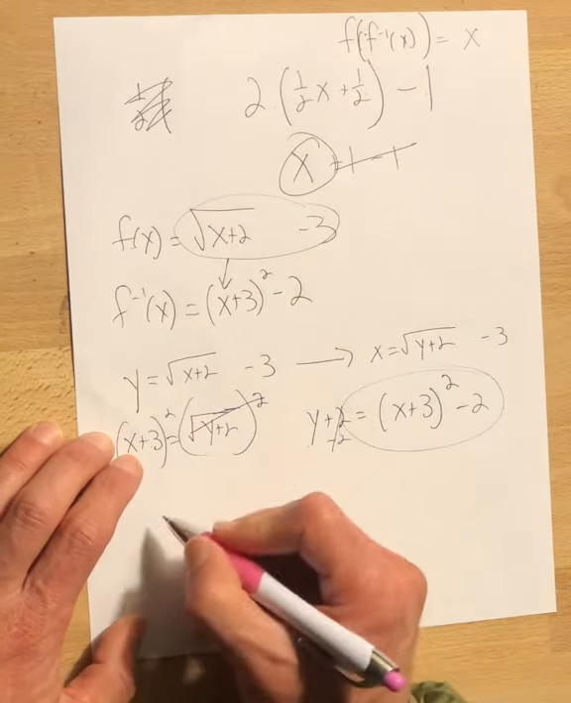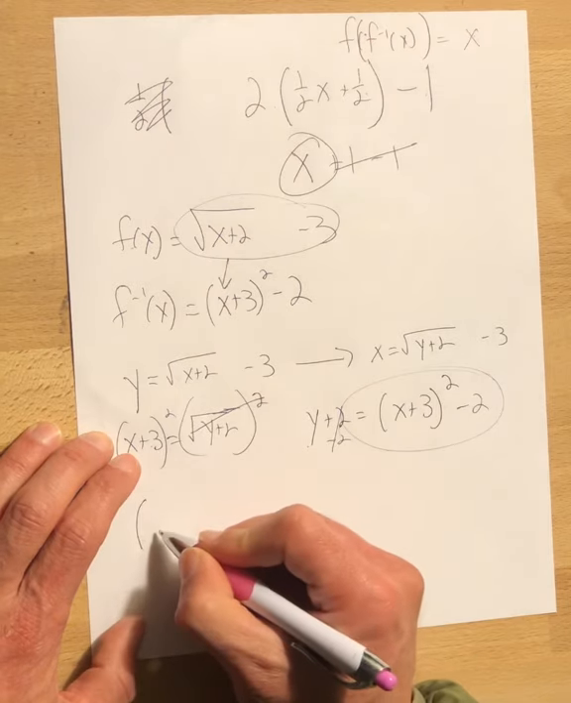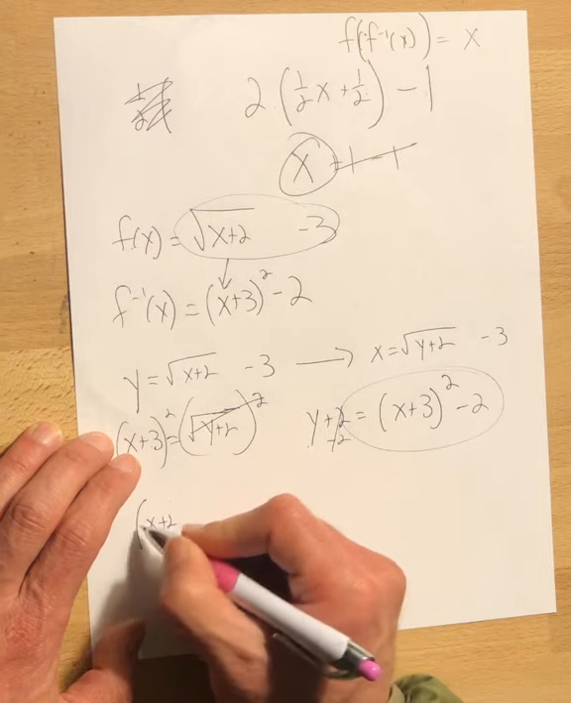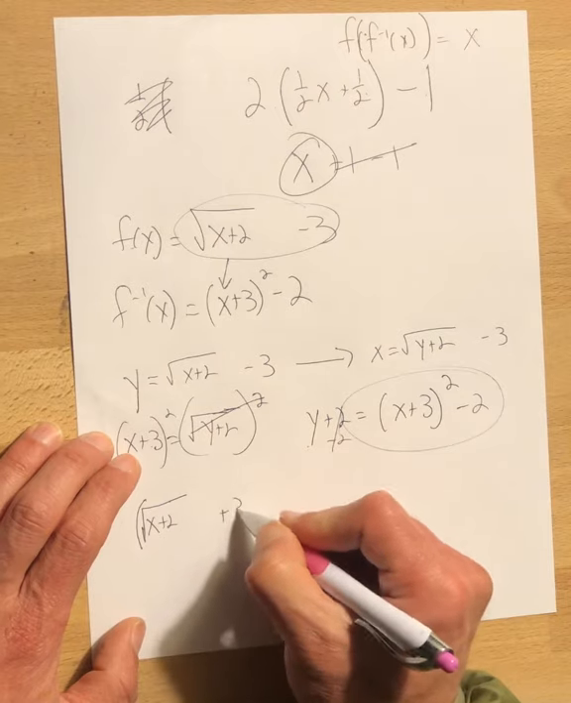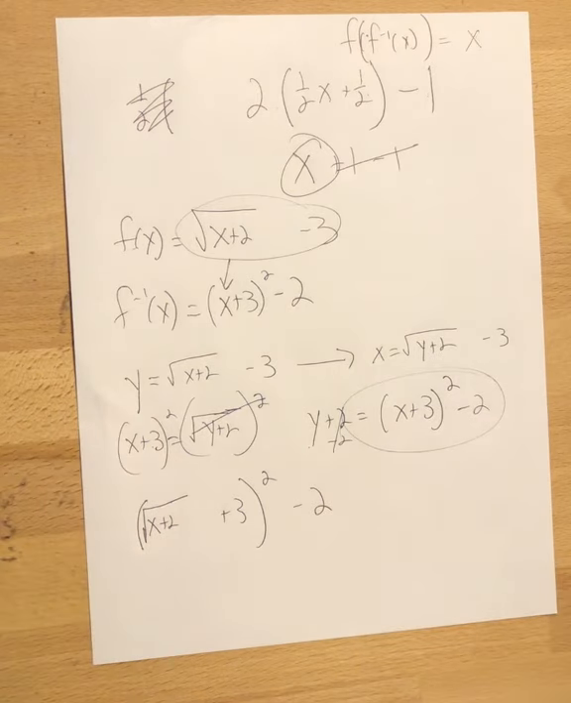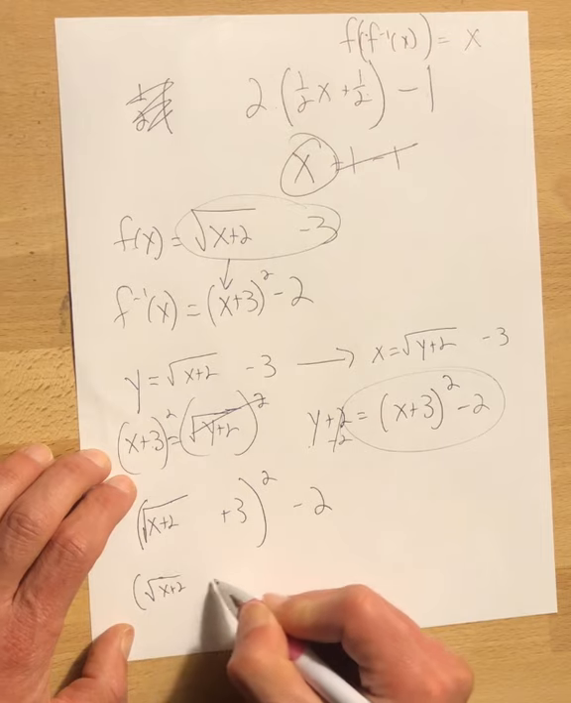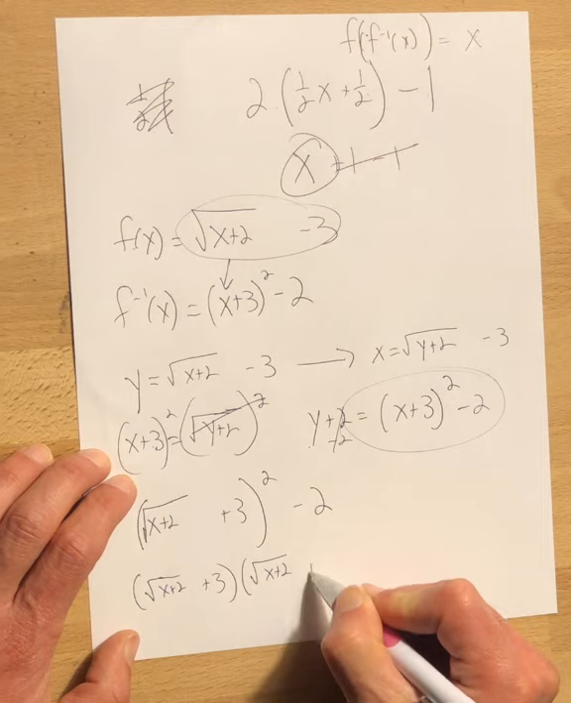All right, so I have, instead of x, I'm going to put the parenthesis. I have root x plus 2, then plus 3, squared, minus 2. And this should give me x as an answer. Well, let's check it out. Now, what this is going to be is we're going to have root x plus 2 plus 3 twice.